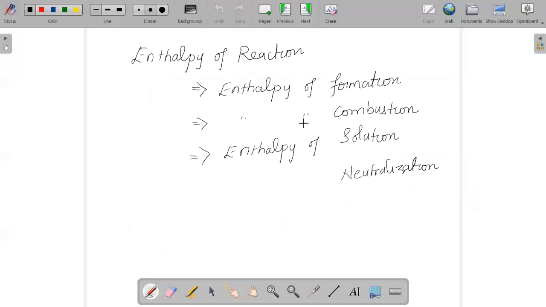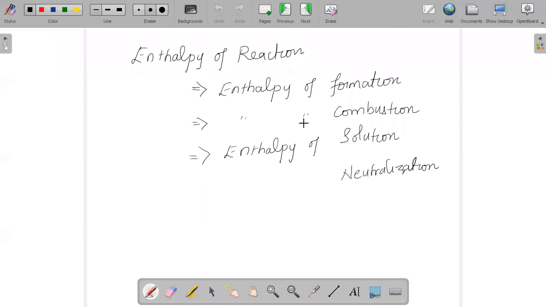And we have different types of enthalpy of reaction: enthalpy of formation, enthalpy of combustion, enthalpy of solution, neutralization, and many more. So each one is important to know.